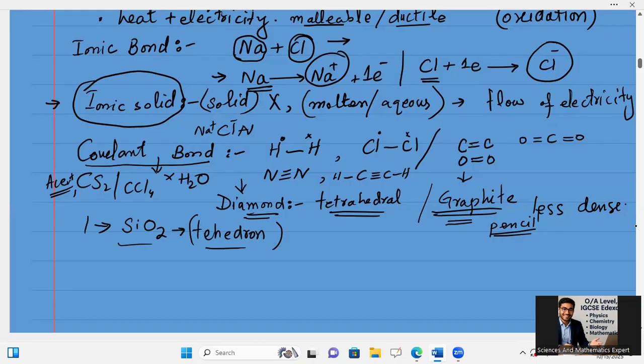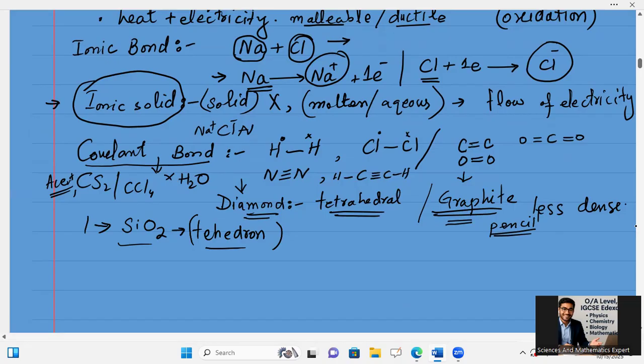And if we compare silicon dioxide with diamond, remember that SiO2 is hard and has high melting and boiling points, is insoluble in water, and does not conduct electricity. And SiO2 is cheap as it is naturally available and is used in making sandpaper, and the insides of furnaces are lined with it.